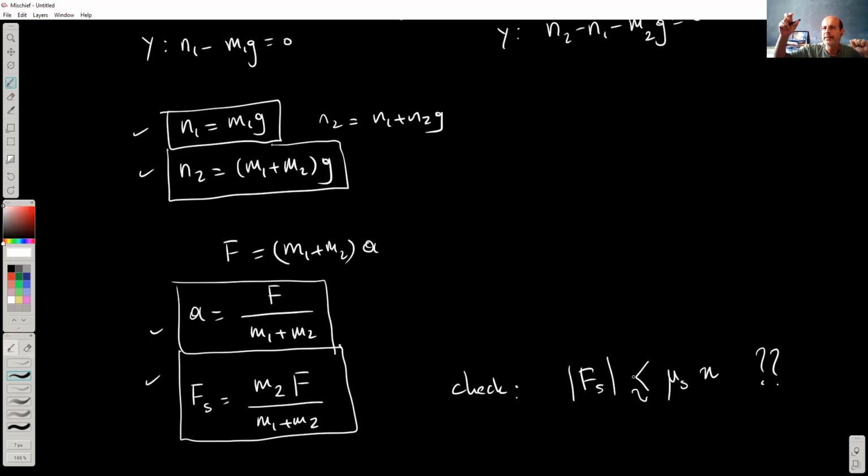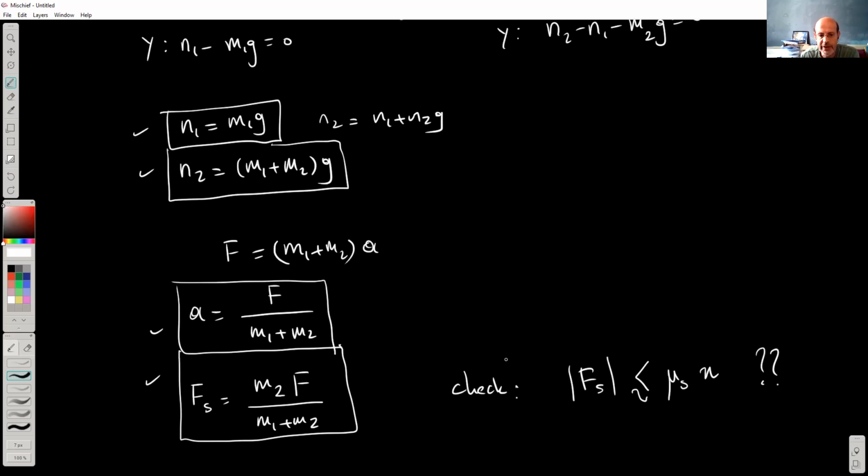So, sliding may actually start below that maximum value, or static conditions may continue just slightly above that value. So it's not a strict boundary, it's just a blurry boundary, actually, right? You have to think of it like this.